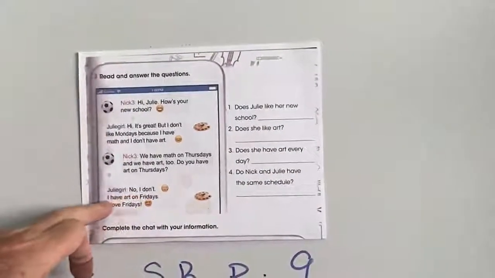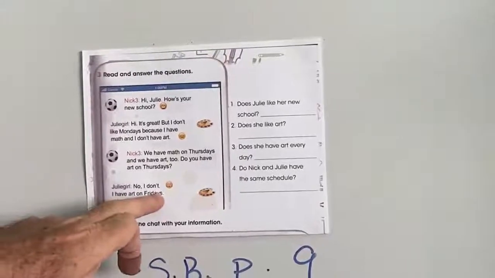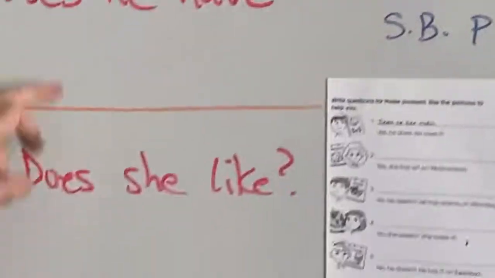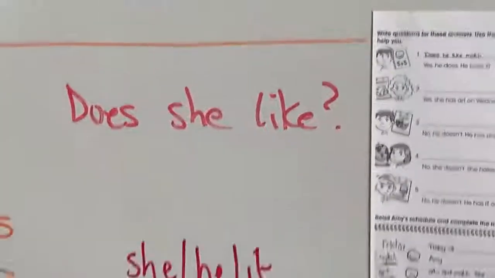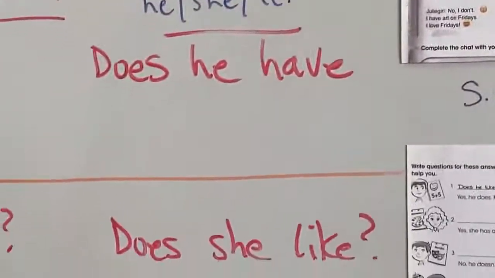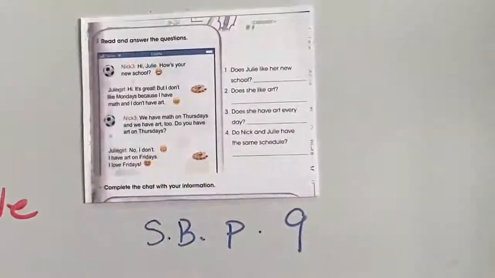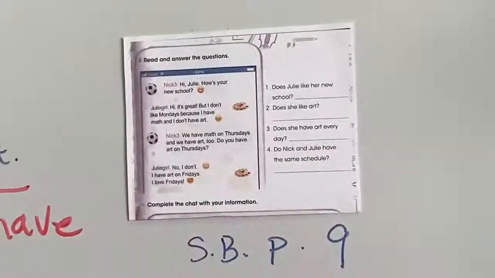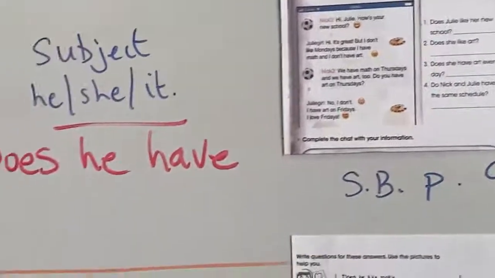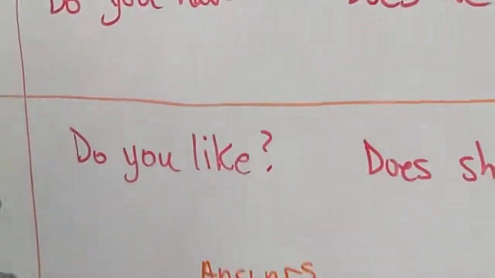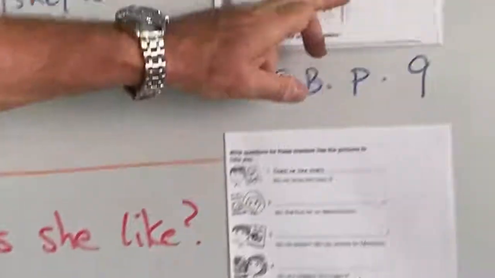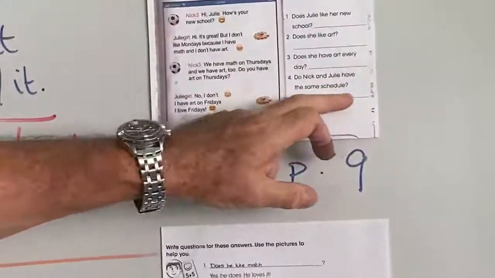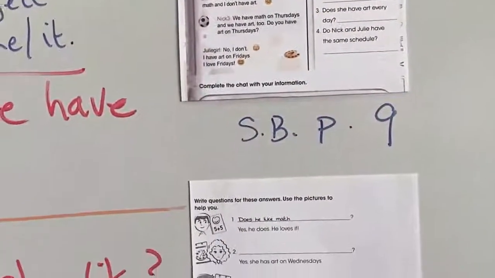She says here, no, I don't have art. Okay, so does she have? Does she have? And the answer is going to be does not. Question is does, the answer must be does. Okay, and the last one, two people, Nick and Julie, they. So the subject is they. Do they have the same schedule? The question is do, the answer will be do or do not. Do they have? Yes, they do, or no, they do not.